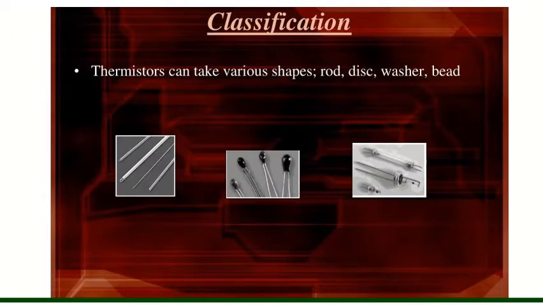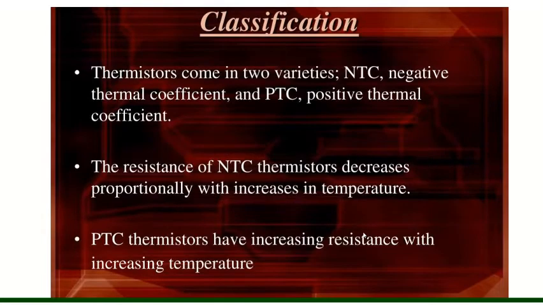The thermistors can take the shape of different configurations. They can be like rods, as you can see here, or they can be discs, washers or beads. So these are the different forms in which you can find thermistors.